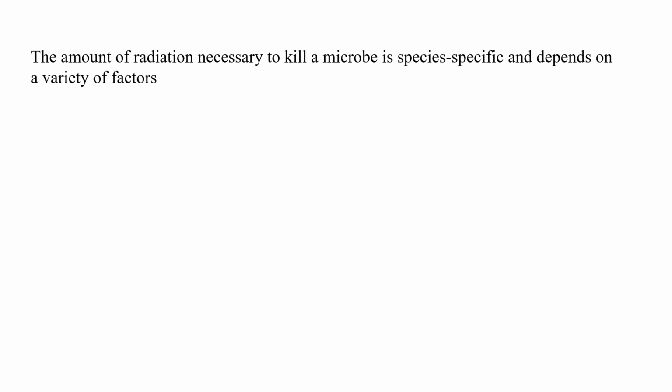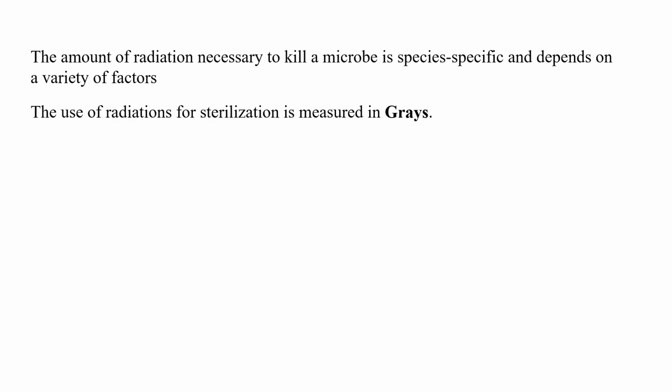The amount of radiation necessary to kill a microbe is species specific and depends on a variety of factors. Gram-negative bacteria like Pseudomonas, Escherichia, Shigella and Salmonella are more sensitive to radiation than most gram-positive bacteria. Spores of Bacillus and Clostridium are even more resistant due to special proteins in the spores that are thought to protect the DNA. The use of radiations for sterilization is measured in grays.